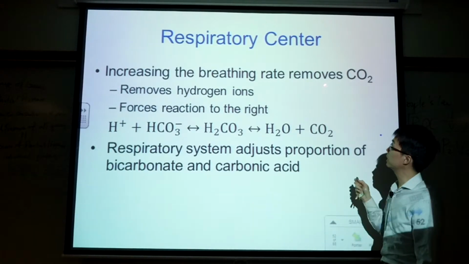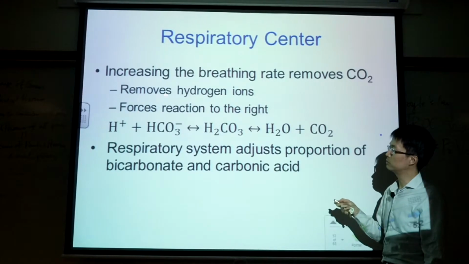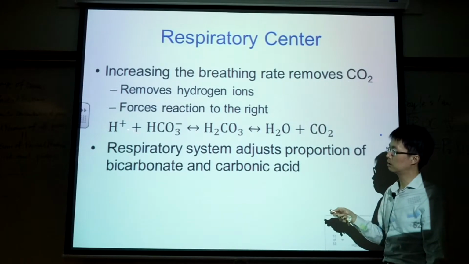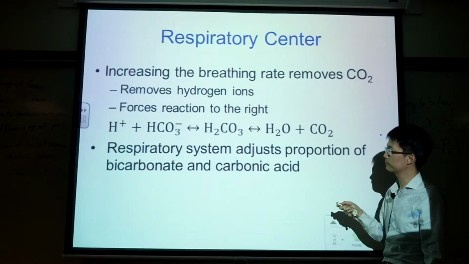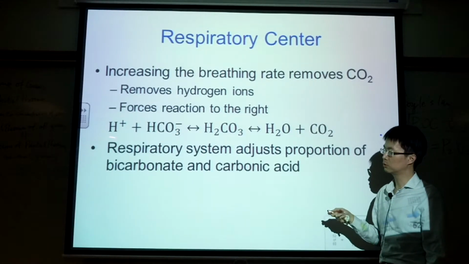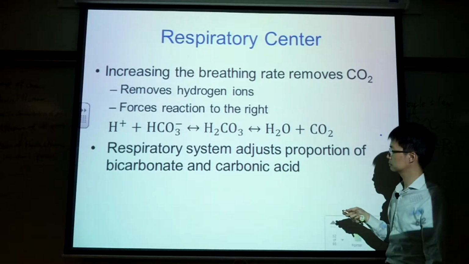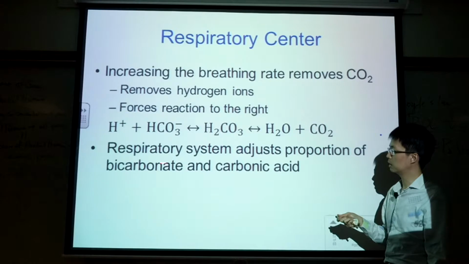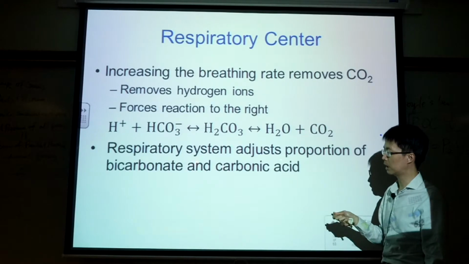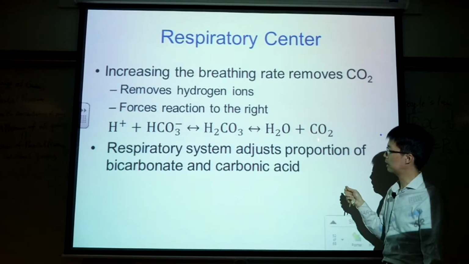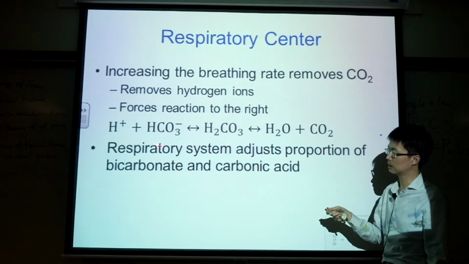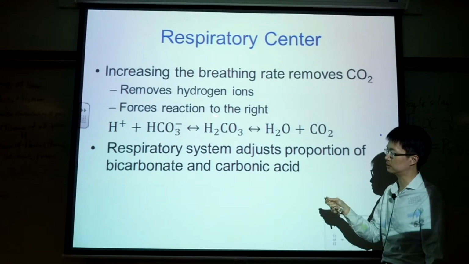So by removing the carbon dioxide, it can prevent the formation of the hydrogen ion, so that the entire reaction will shift to the right. And in this case, you will help to prevent your blood from becoming too acidic. So in other words, our lung, the respiratory system, controls the proportion of bicarbonate ion and carbonic acid. Oh, no, I'm sorry. Bicarbonate ion and carbonic acid, that is this part here, the reaction of this part here.